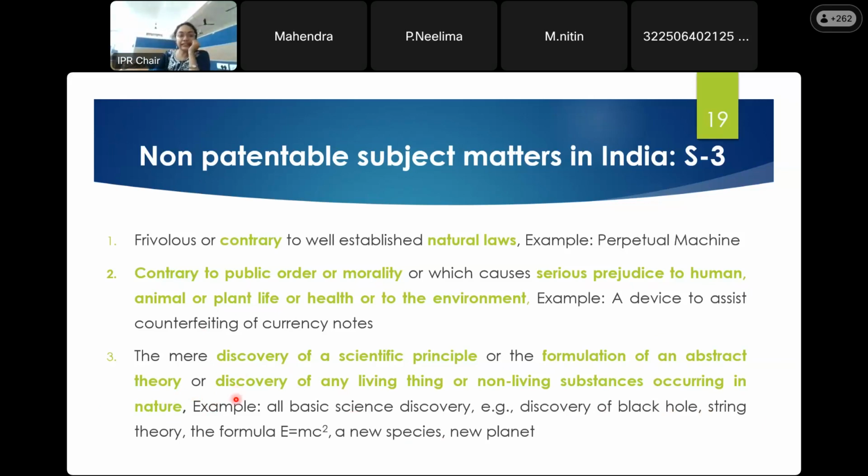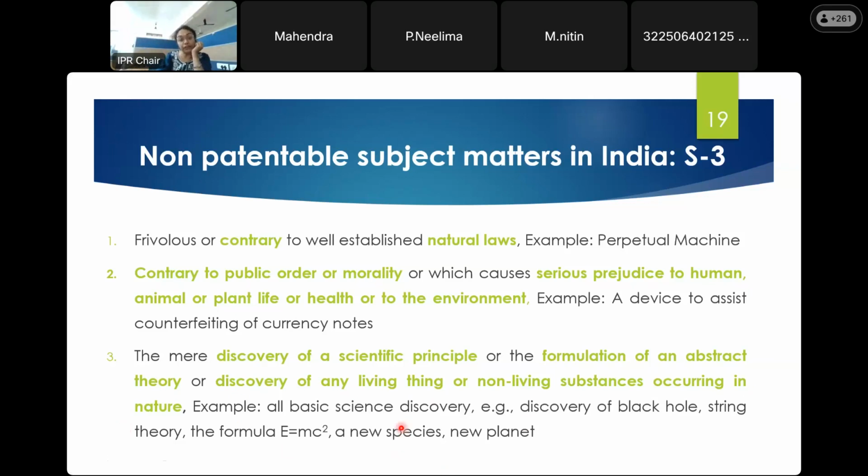Along with that, discovery of any living thing or non-living substance occurring in nature. For example, if you go out to the sea today and you go scuba diving and you find out one new plant species or new animal species or new fern, something like that, but that thing was already there. You discovered it. That is not an invention. You discovered it. You do your science, you do your research, but you're not going to get a patent for that because that is not useful for the day-to-day life in human society, right?